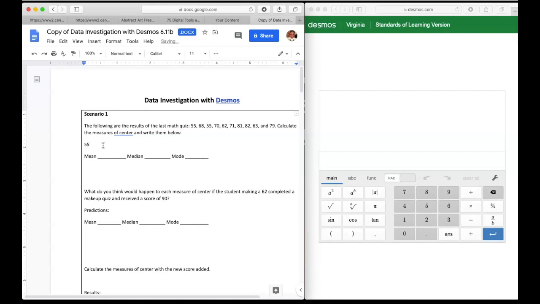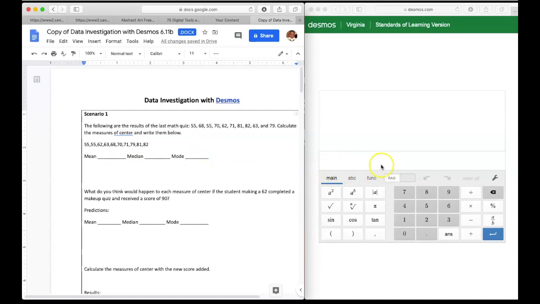So I have 55, 55, 62, 63, 68, 70, 71, 79, 81, and 82. So that's my data in ascending order, and I'm going to count: 1, 2, 3, 4, 5, 6, 7, 8, 9, 10. I just want to make sure I don't miss anything. Perfect. All right, so then I'm going to go ahead and find my mean, median, and mode.